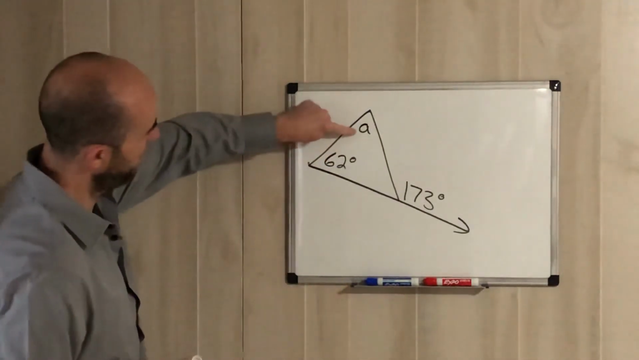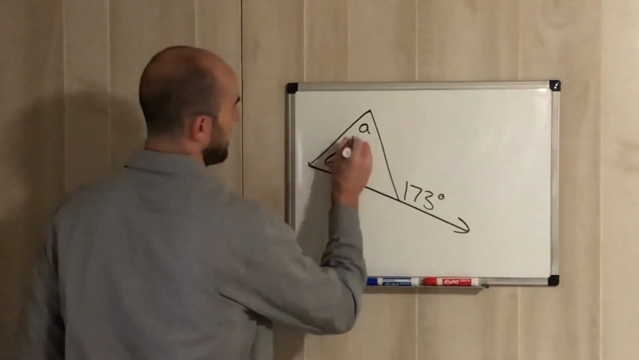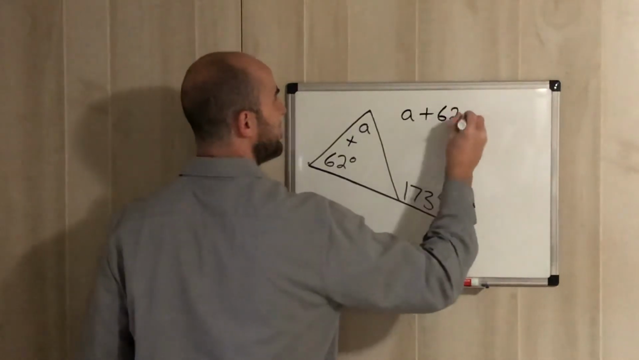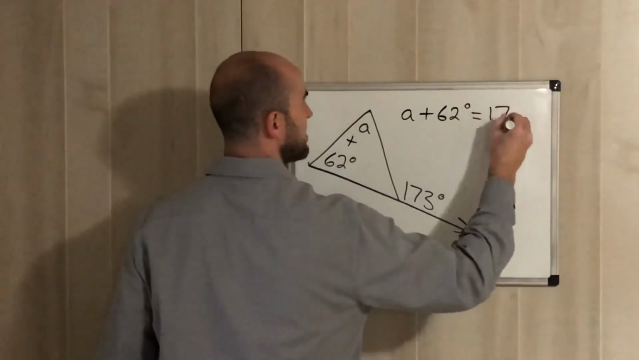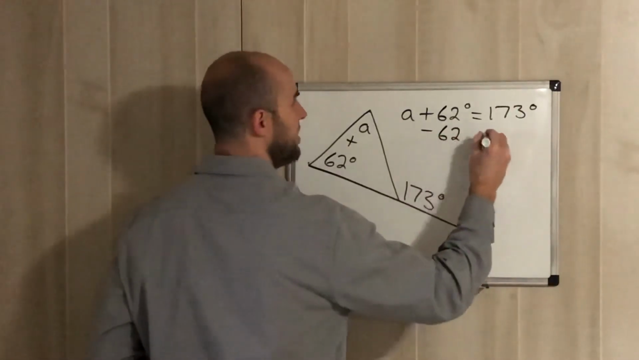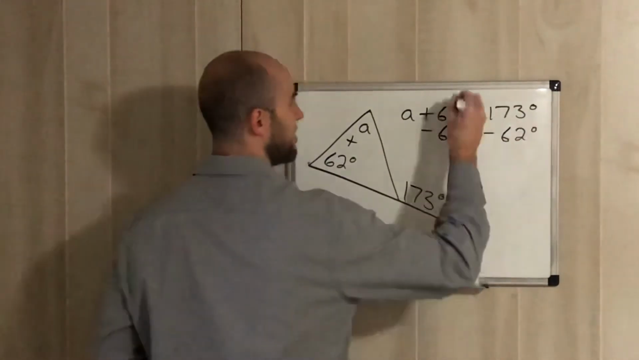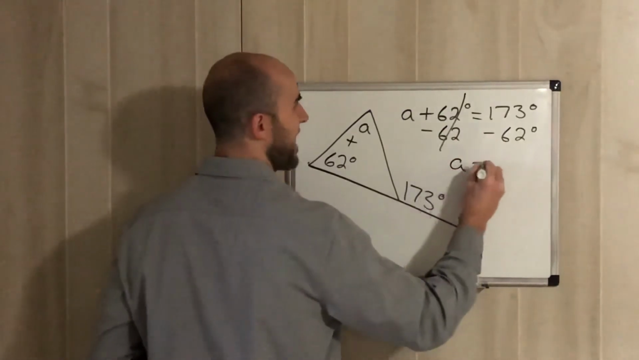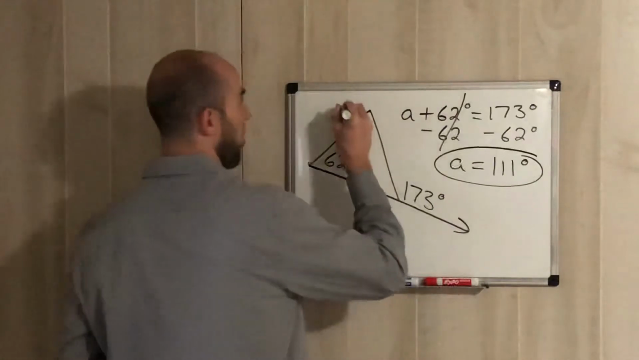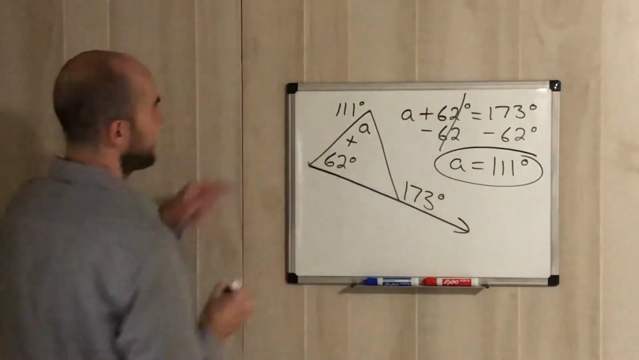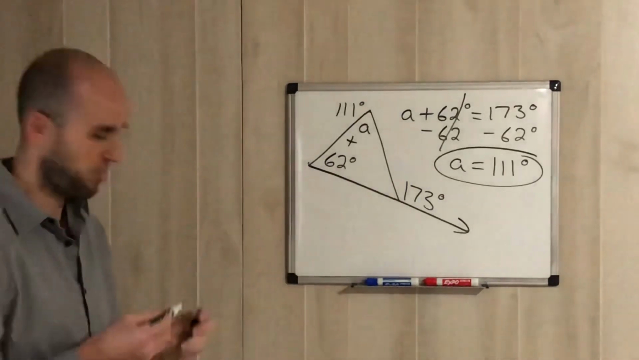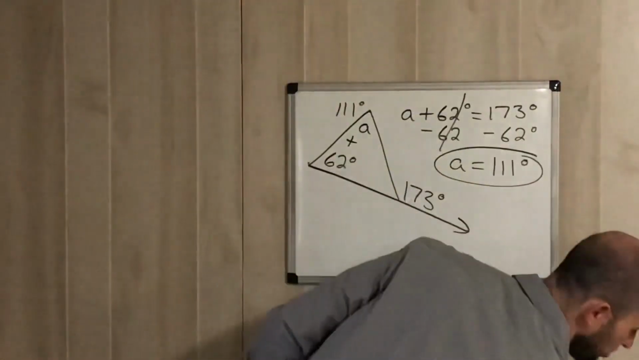Again, we know that whenever you add those up, it's going to give us the exterior. So A plus 62 equals 173, right? To solve for A, do minus 62, minus 62. Those cancel, and we know that A is going to equal 111 degrees. Which again, always feel free to check, guys, because 111 plus 62 gives us our 173, always. Again, it's just getting used to seeing it.